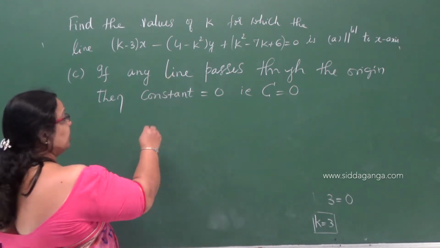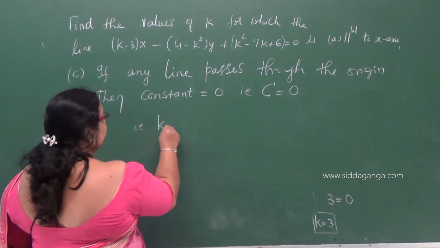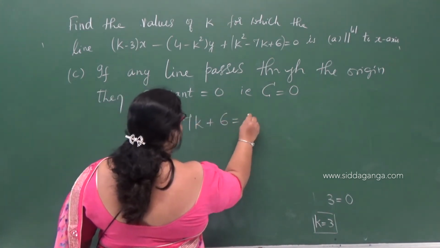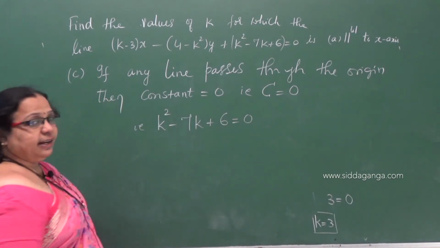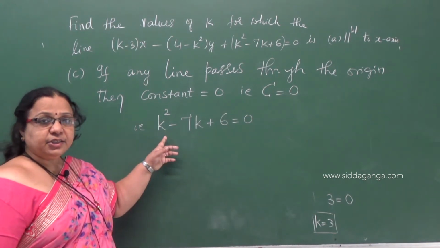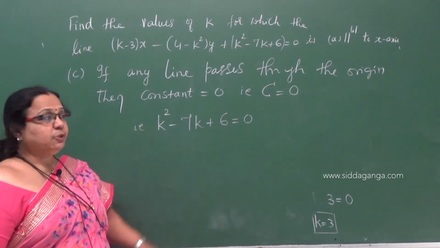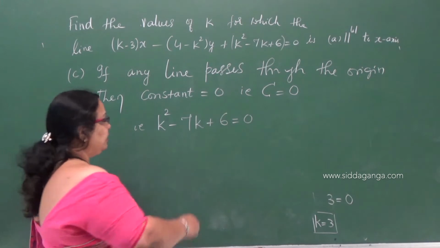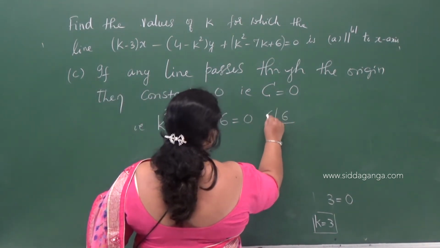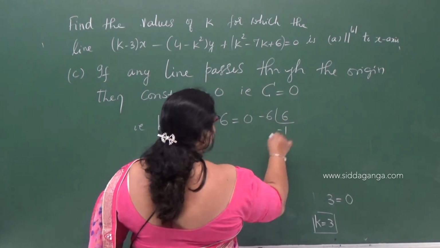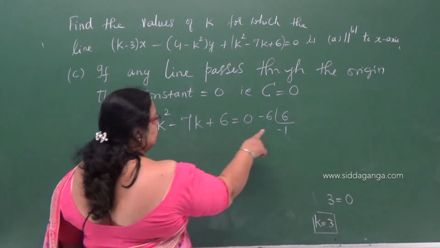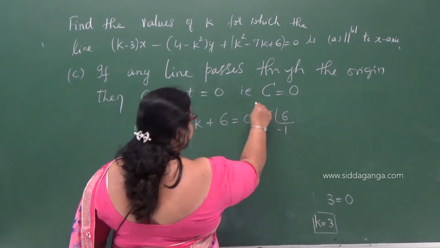In the given equation, in place of C we have k square minus 7k plus 6 equal to 0, as they have given. Now this is a quadratic equation and hence we have to find two values for k. So plus into plus gives plus 6, and this can be split: 6 ones are 6, minus minus. When we add these two we get minus 7, when we multiply these two we get plus 6.